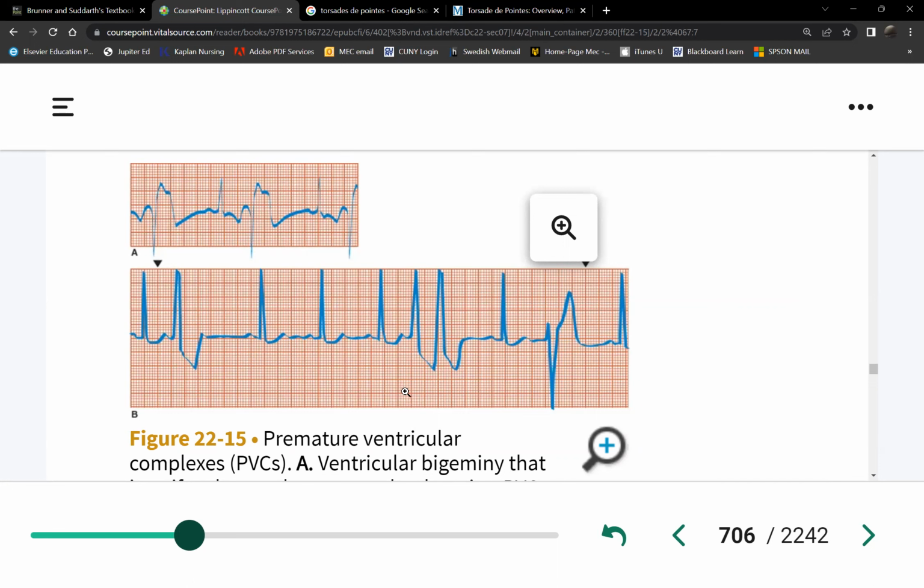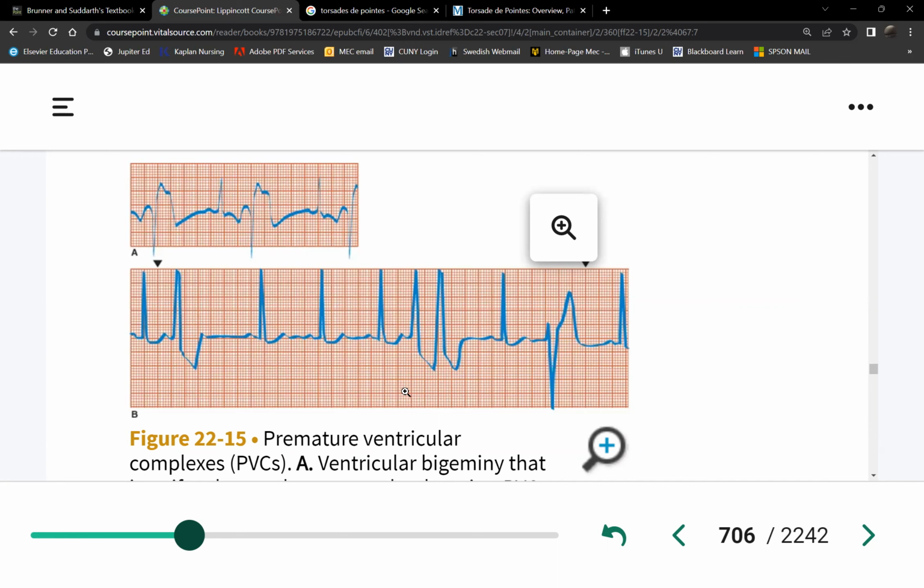This one, because you have a sinus beat here, and then another PVC, but since it looks different from the other PVCs, this is what we call multifocal PVCs. So if you were to interpret the rhythm, this would be sinus rhythm with multifocal PVCs.